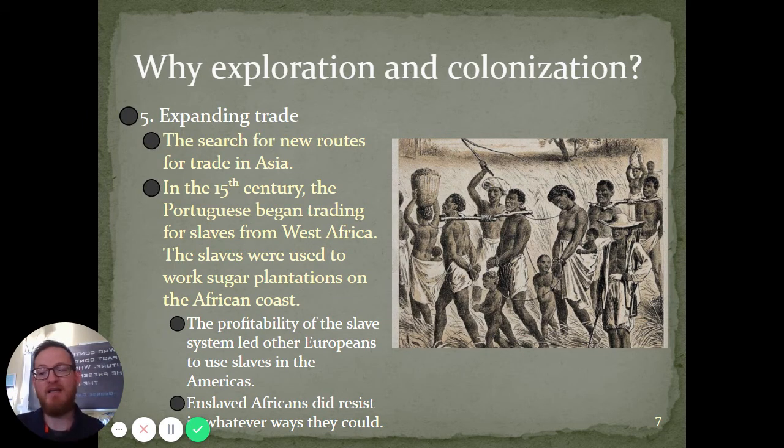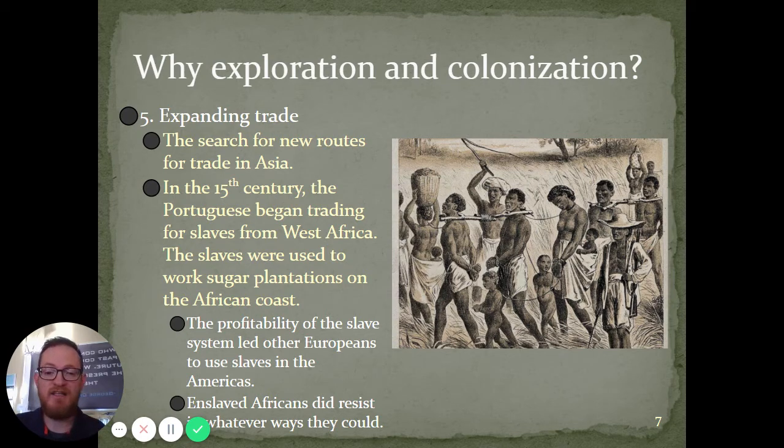Also, five, expanding trade. So, of course, we all know the story of Columbus and his desire for new routes for trade in Asia, and that's going to be the desire of a lot of people as they were looking for new routes and new ways to trade with Asia.